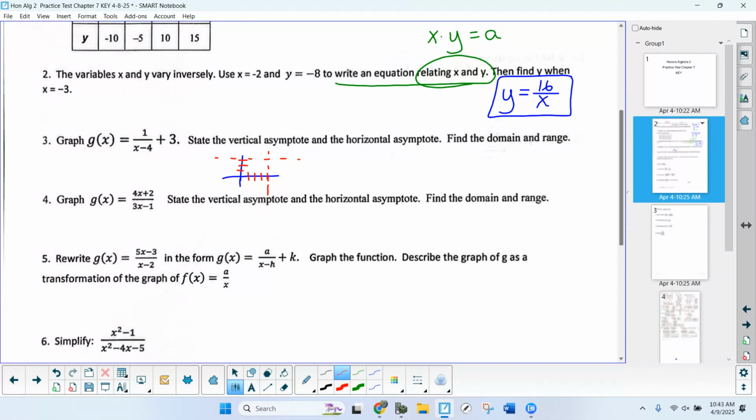Number 4, how do you find the vertical? Set the denominator equal to 0. You are not going to be able to just see this in your calculator. When you set that equal to 0, what do you get? 1/3. How do you find the horizontal? Leading coefficient over leading coefficient, or 1 over 3. Those are not going to be easily identifiable on your graphing calculator, so make sure you know those rules.